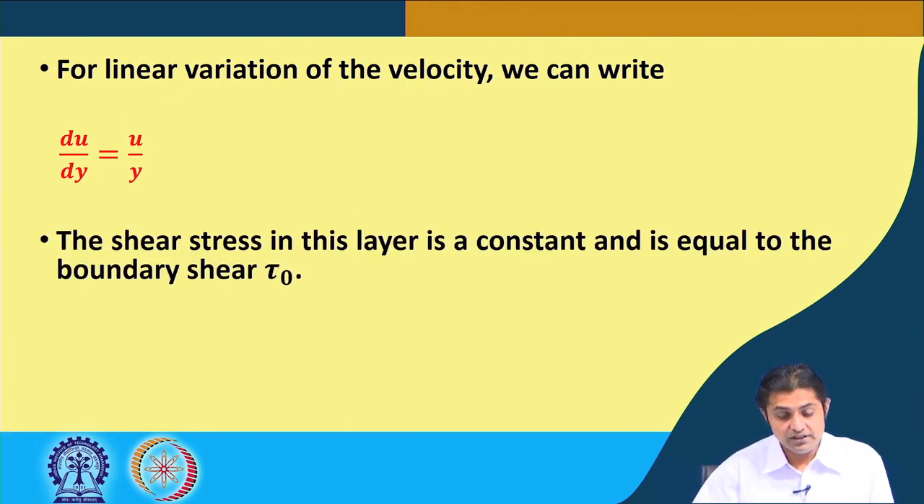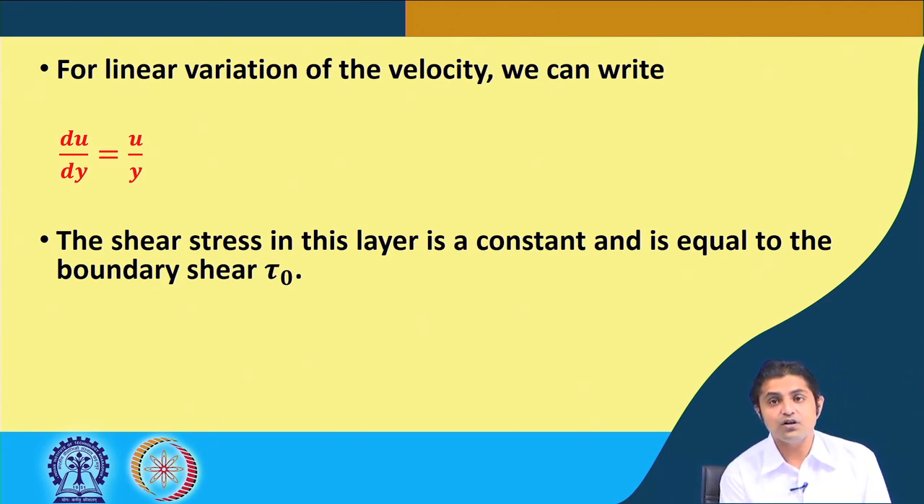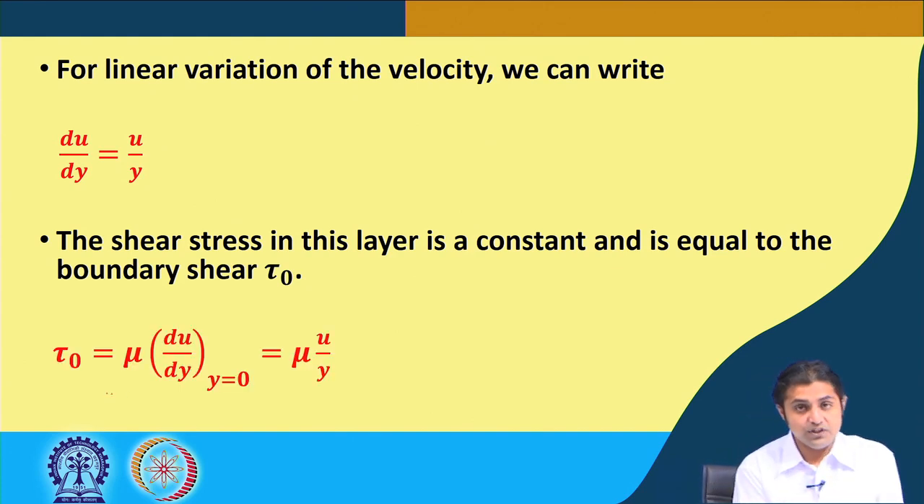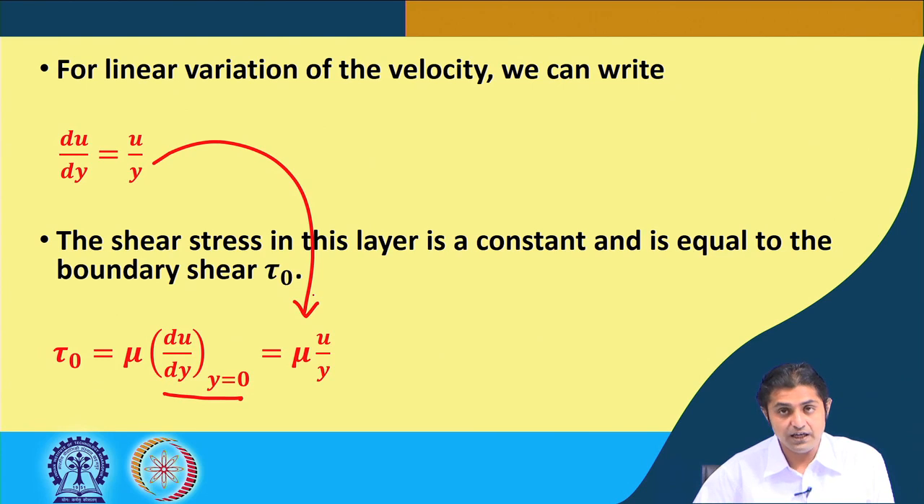Now, the shear stress in this layer is constant and is equal to the boundary shear stress given by tau naught, as we have already been using tau naught for the shear stress near the wall. This is also like a wall, this is the boundary, and therefore, we can write tau naught is equal to mu du dy at y is equal to 0. Or using this equation we can write mu u by y.